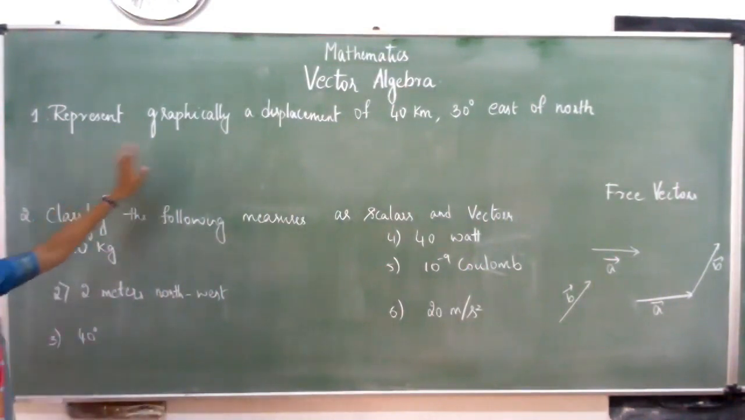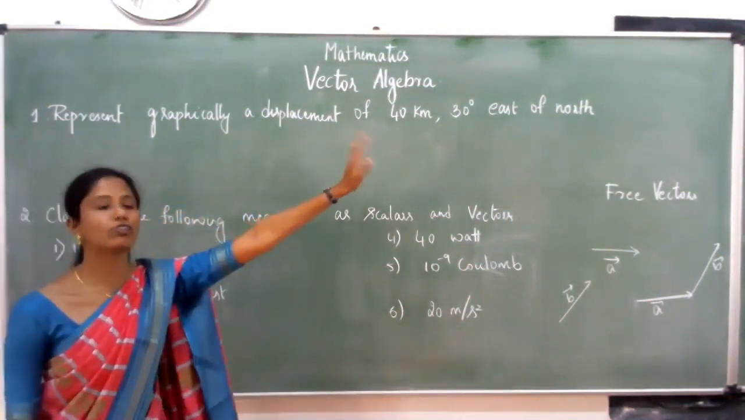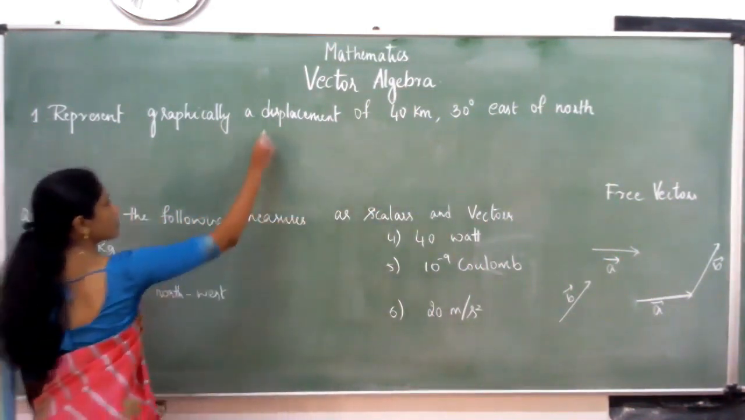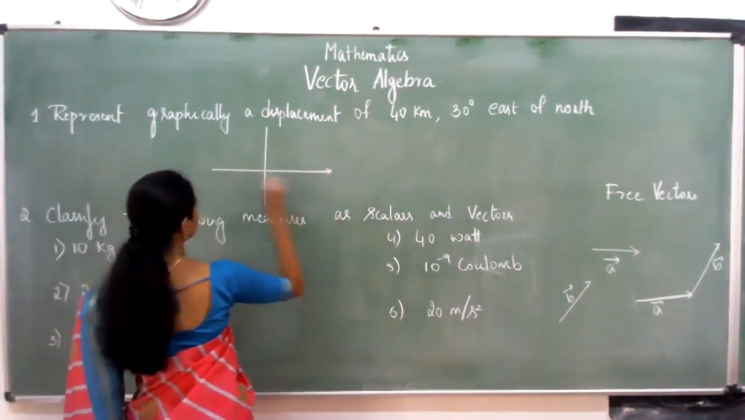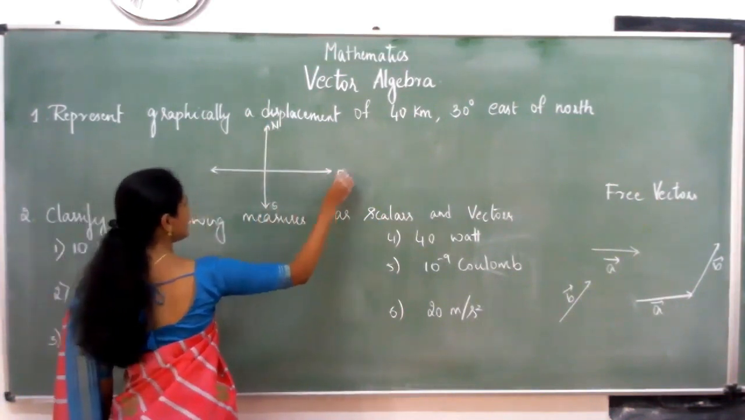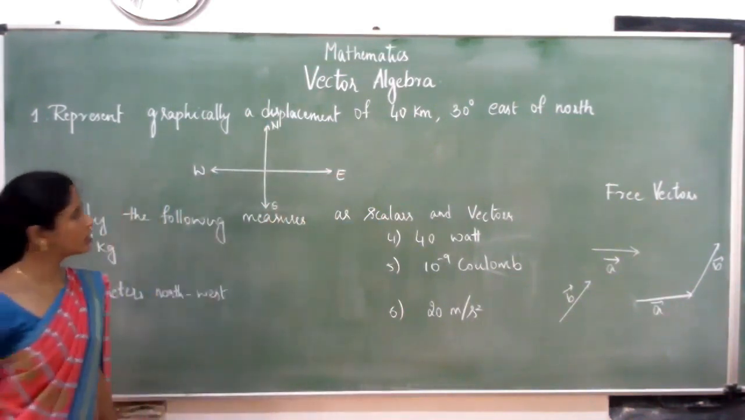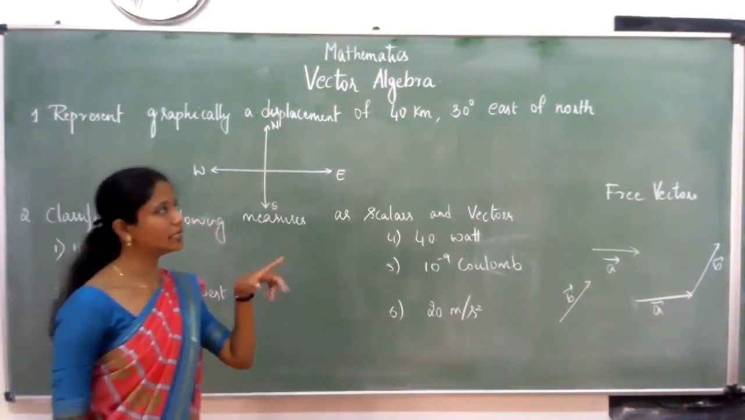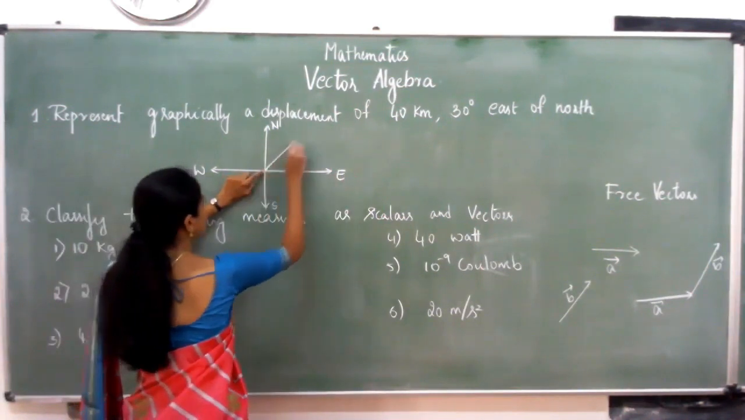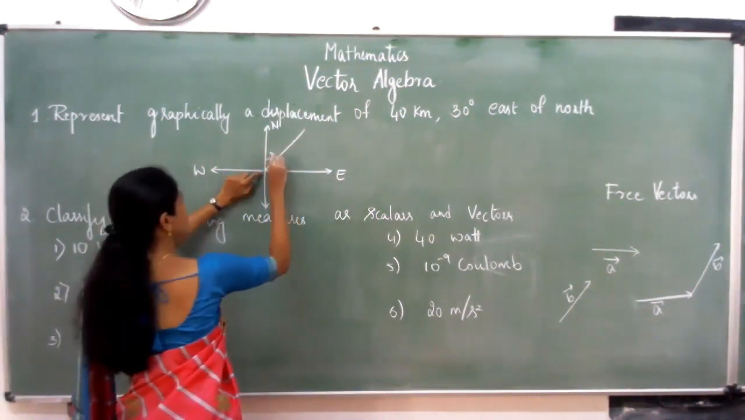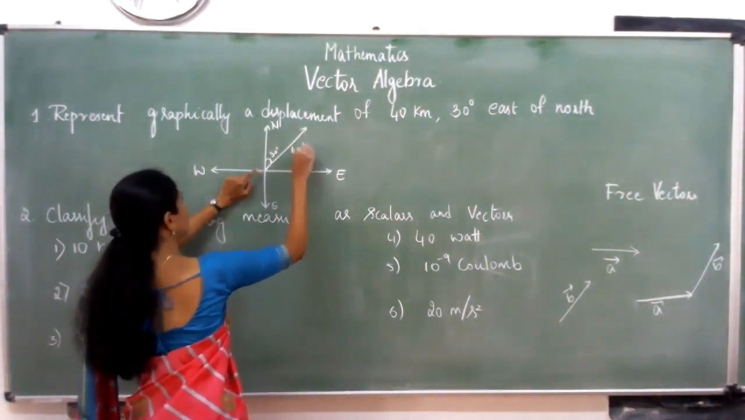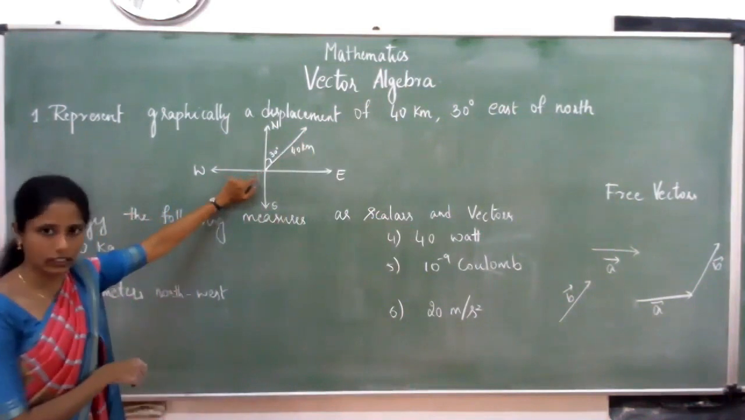So here I have been given: represent practically a displacement of 40 kilometers 30° east of north. So let us first write this: this will be north, south, east, west. They are telling that 40 kilometers, 30° east of north. East of north, 30°. This is 30°. So this I take as 40 kilometers. Roughly you should write. Okay.